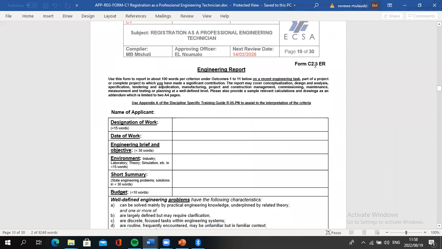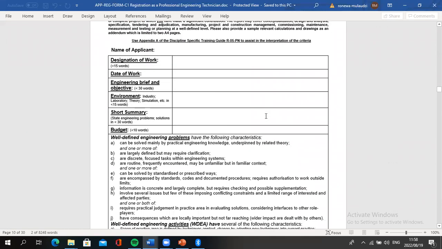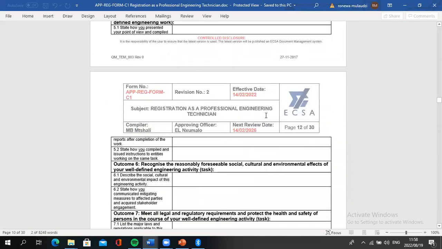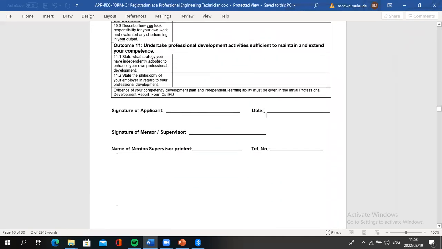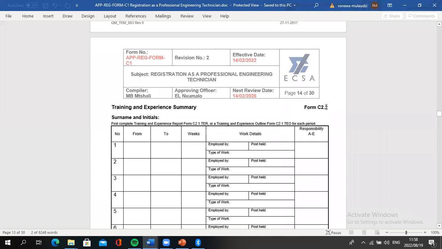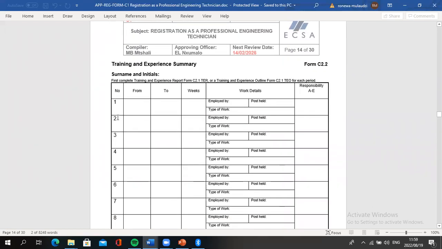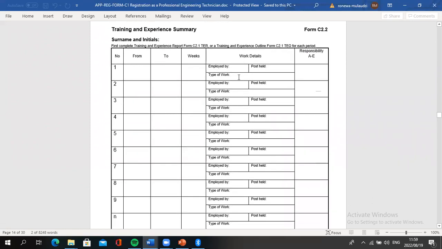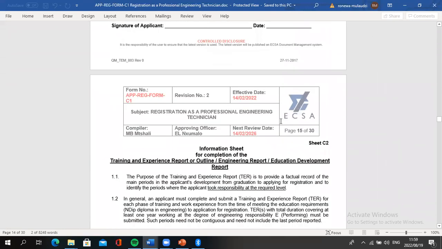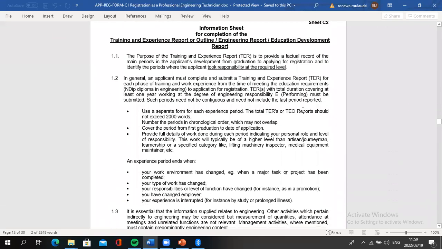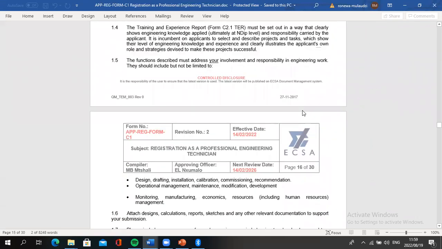Then form C2.3, your engineering report, will be very much important. And then form C2.2 will be important, which will just be the summary of all the TER or TEO that you've put up there. You see, these are the numbers for period 1, period 2, period 3, as you would have put it up there. Then sheet C2 is not important, it's just information.